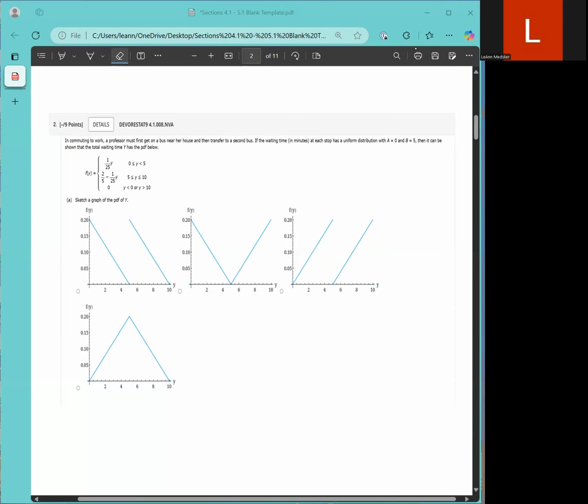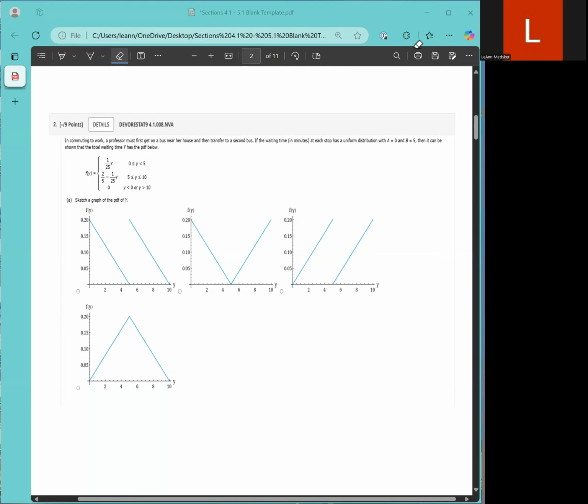All right, so this is a continuation of 4.1 to 4.2, dealing with PDFs, which is probability density functions, which are continuous, and then moving that into the realm of the CDF, which is the cumulative distribution function. So we have this first problem that says, or actually this is our second problem.